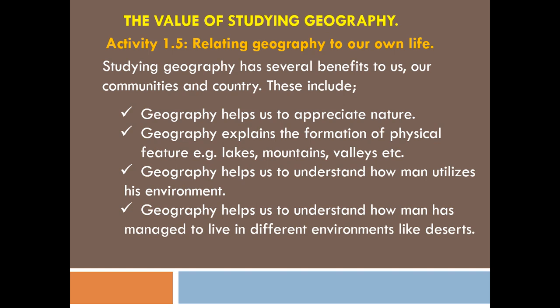How did he manage to construct the road? Then in photograph A, the first photograph, how has man managed to live in that environment? Look at the way man constructed the road on the slopes of those steep hills. So through geography we can understand how man has managed to live in the different environments.